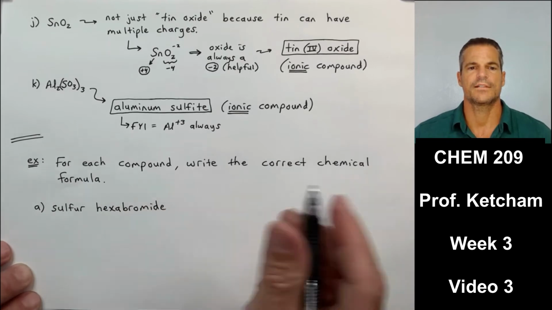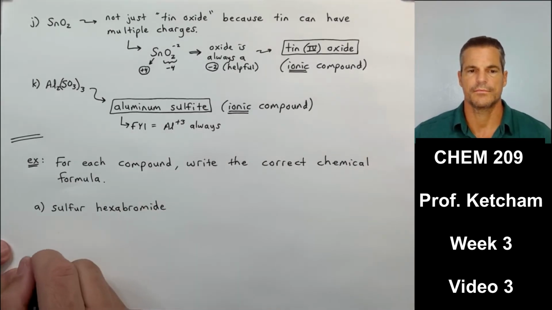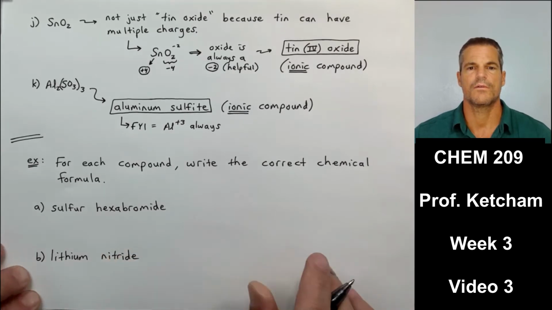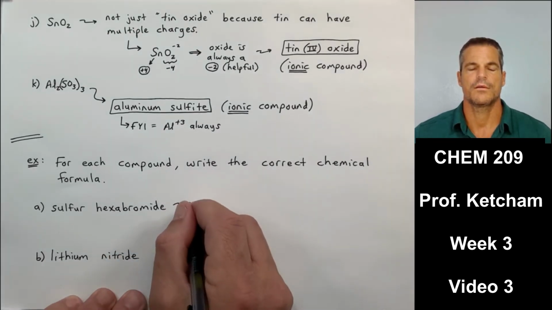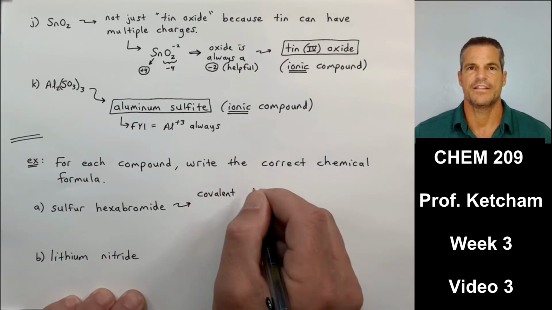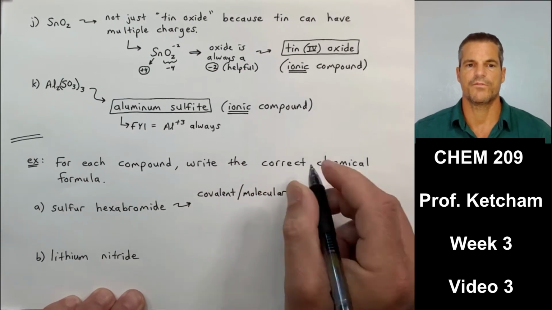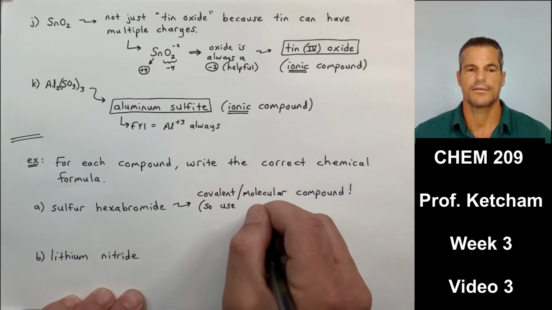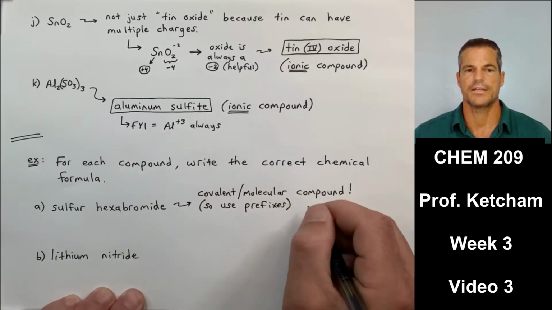All right, next example, we're going to go the other way around. It says for each compound, write the correct chemical formula. All right, so now we're going to be given the names and we have to come up with the formulas. A, sulfur hexabromide. B, lithium nitride.